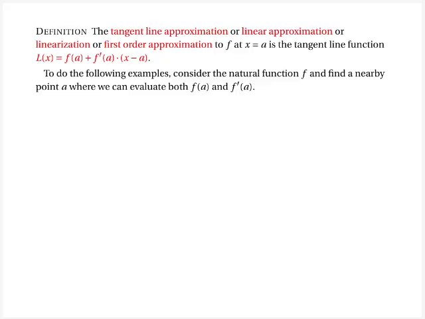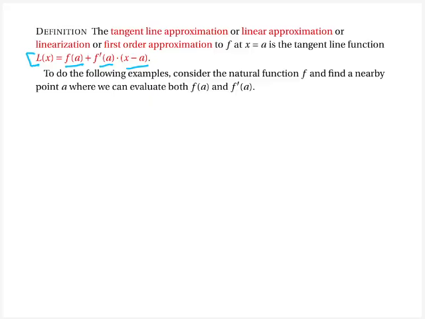So, definition: the tangent line approximation, sometimes called linear approximation or linearization or first order approximation, a phrase that you'll see more in Calculus 2, to a function f at an input x equals a is just the tangent line. So this is the equation of the tangent line. I've given it the name capital L, but this is the equation of the tangent line. There's the slope, there's x minus x1, and here's y1.